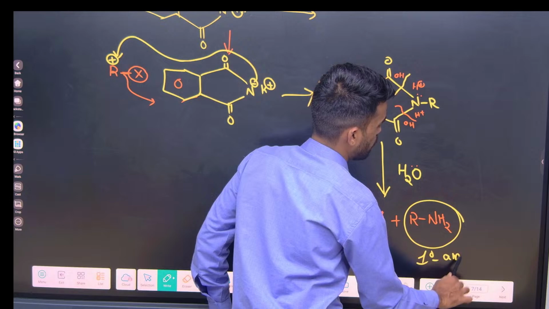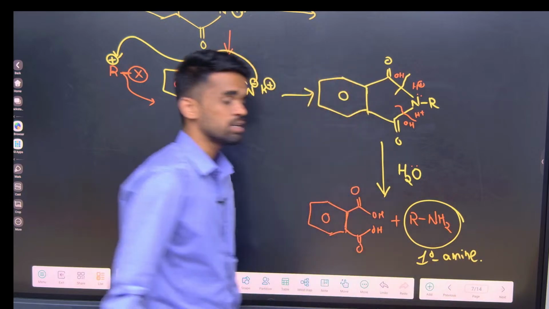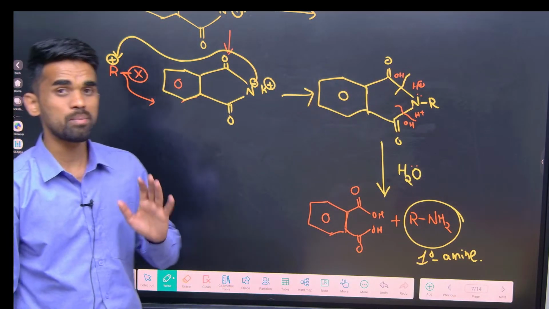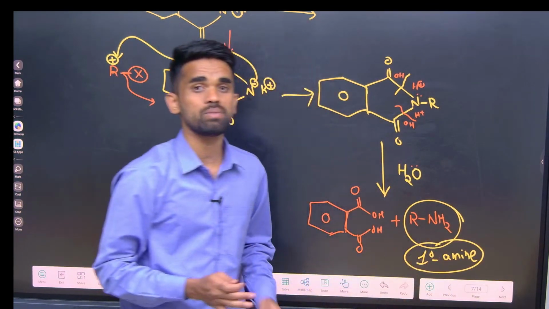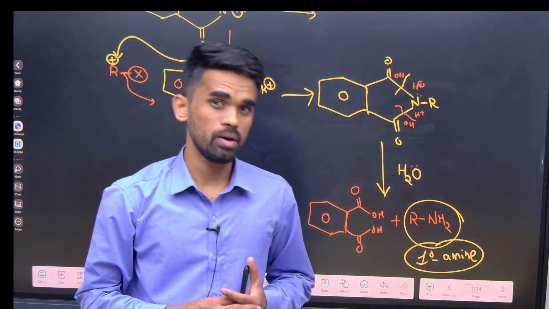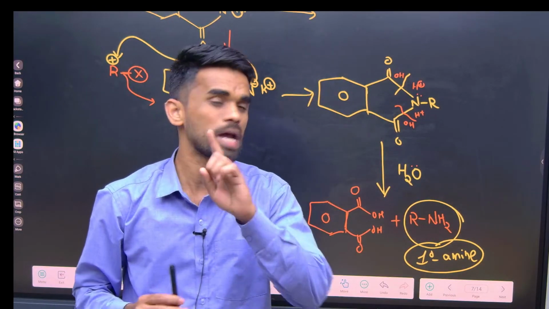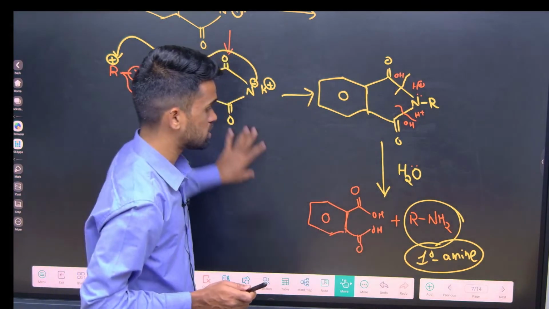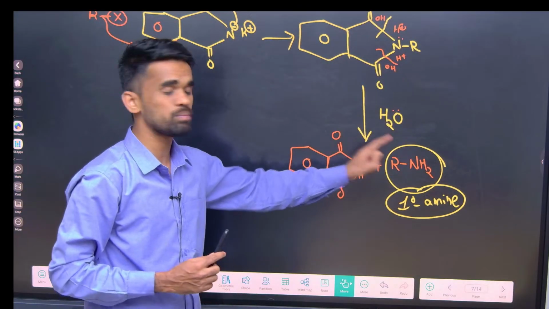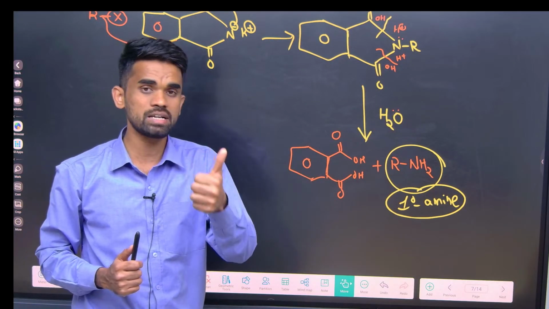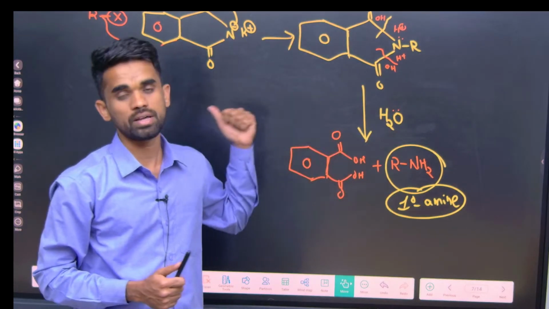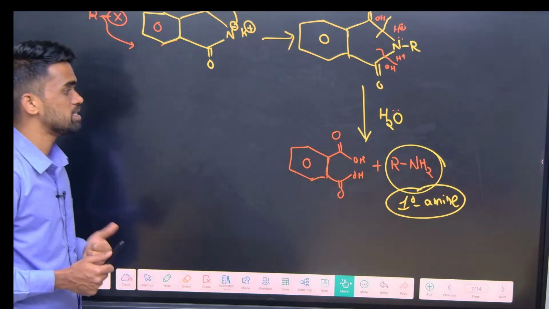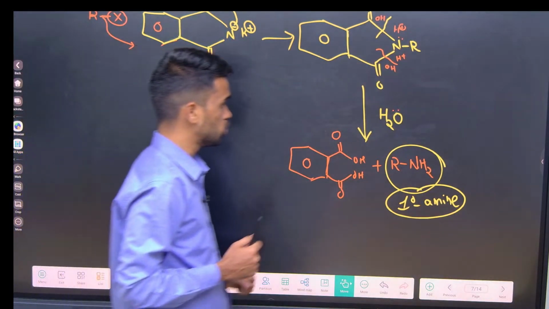It is an important point to remember that in the Gabriel phthalimide reaction we can prepare primary amines. Which amines are possible in the Gabriel phthalimide synthesis? Only primary amines. It is the best method for preparation of primary amines. We cannot prepare tertiary or secondary amines from Gabriel phthalimide synthesis. So this is what you need to remember here.